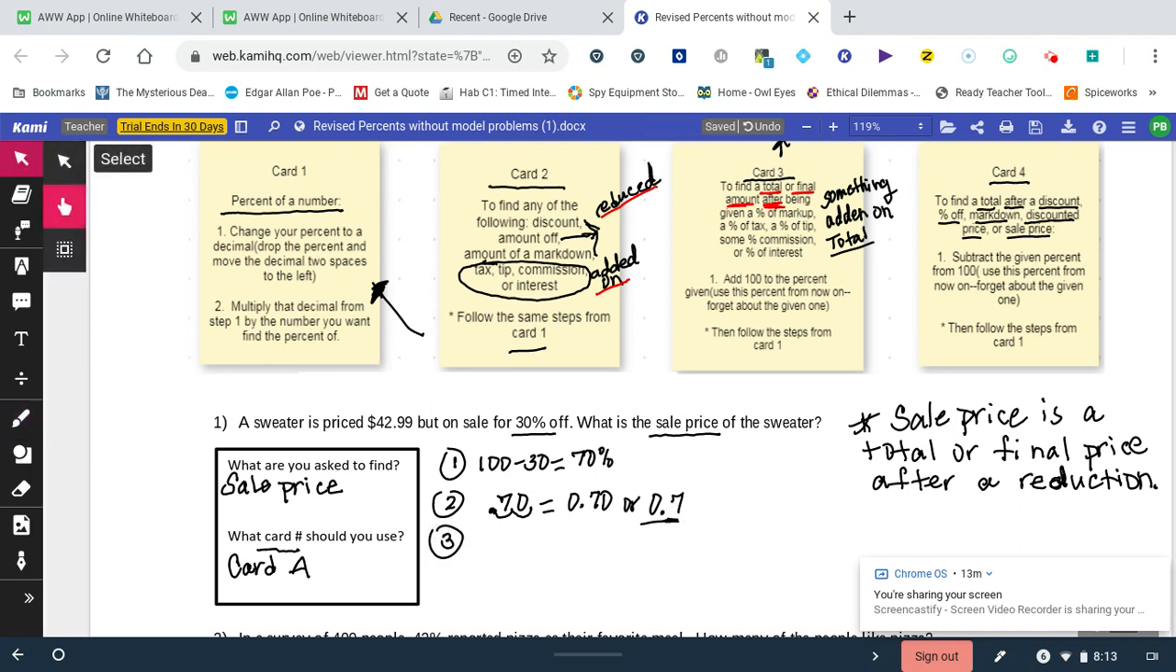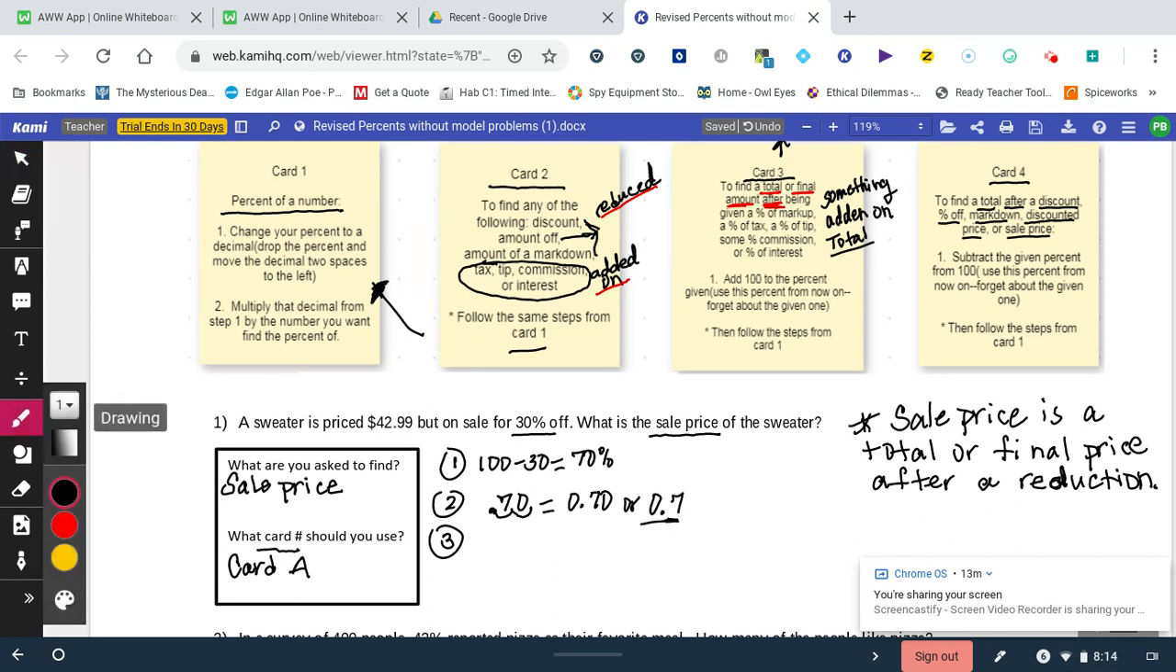Well, the third step, if I follow this, or the next step, is to multiply that decimal from step 1. That would be the last step right here. So you're going to multiply this decimal by the number you want to find the percent of. I want to find the percent of $42.99. That's the number. So I'm going to take 7/10, or you can keep the 0 and put 70 hundredths, times $42.99.